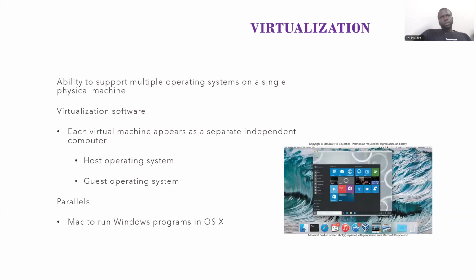Okay. Now, in this, there's what we call virtualization. And what is virtualization? It is a single computer having dual operating systems. So your laptop today can have Linux and Windows, meaning one computer partitioned into two, having two different operating systems. So it is the ability to support multiple operating systems on a single physical machine, on a single physical computer, right? And each virtual machine appears as a separate independent computer.